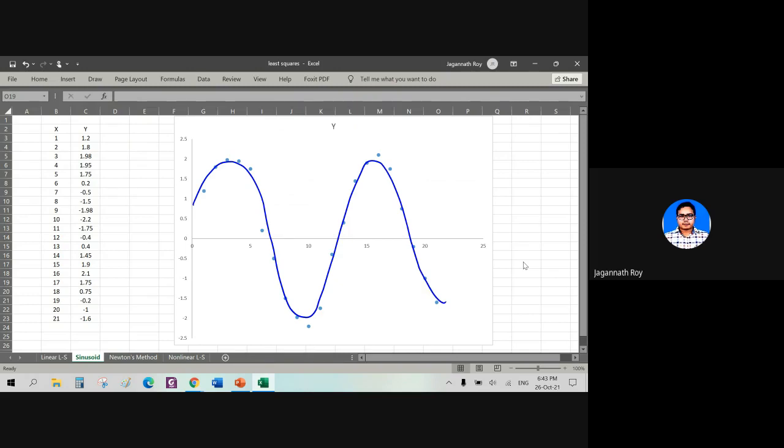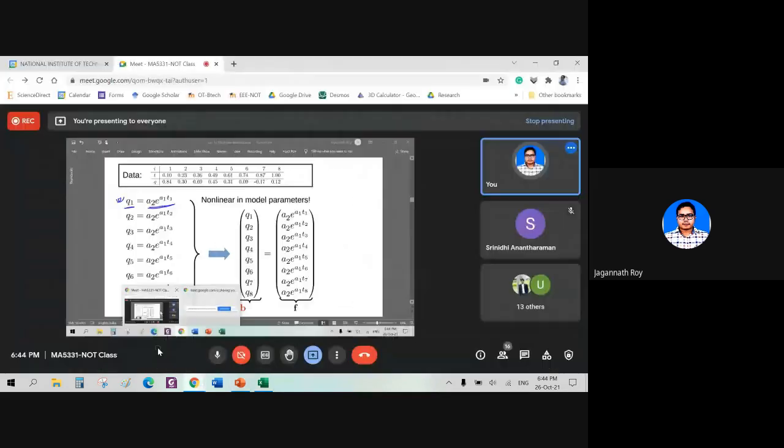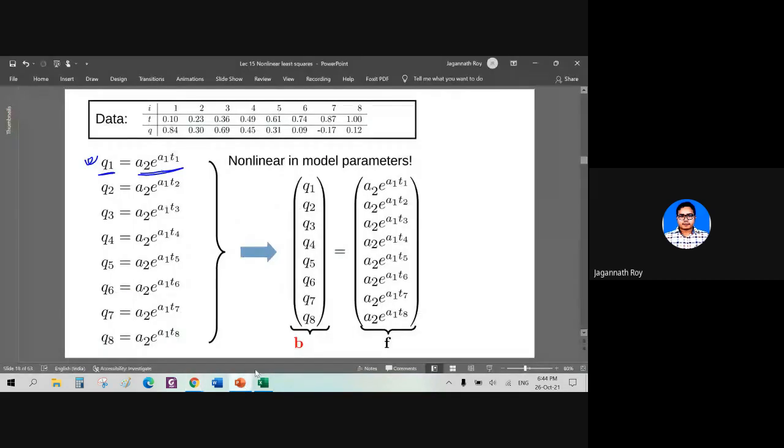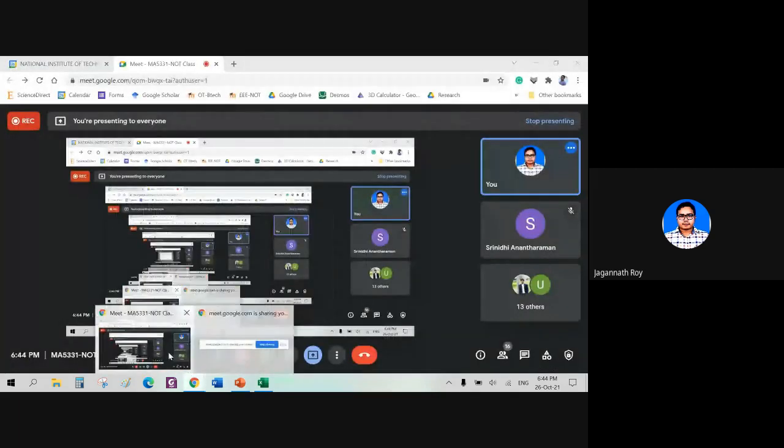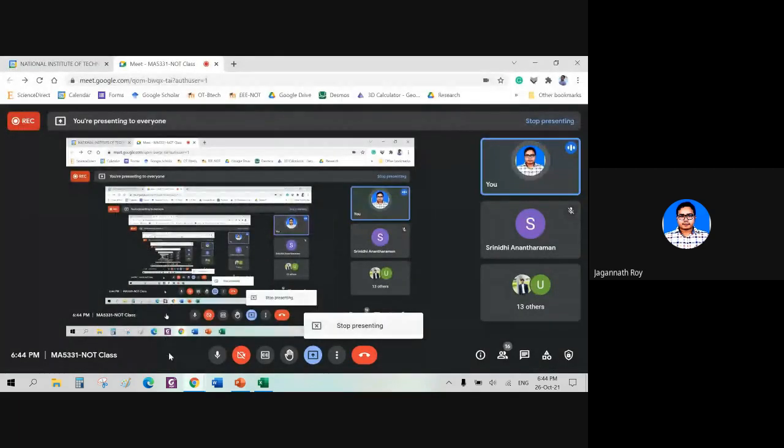Even cosine is not suitable for this curve, because cosine will start from here and go in this way. So the sine function will be the best fit for this data. So that's how we actually understand the function that we have to consider.